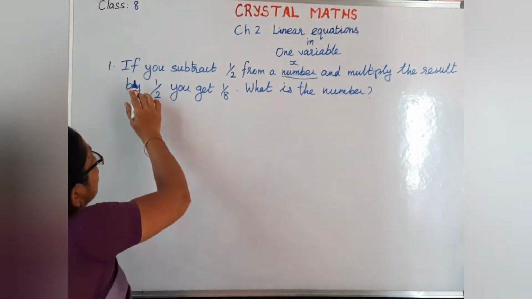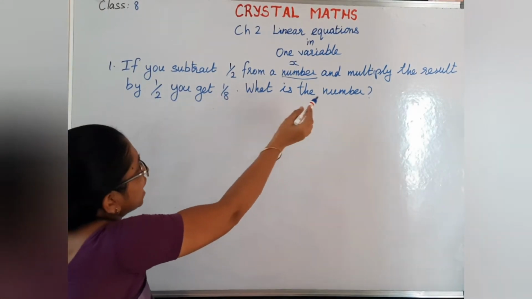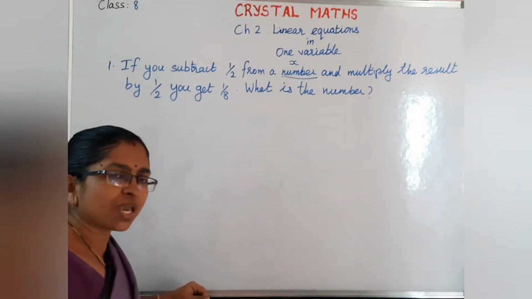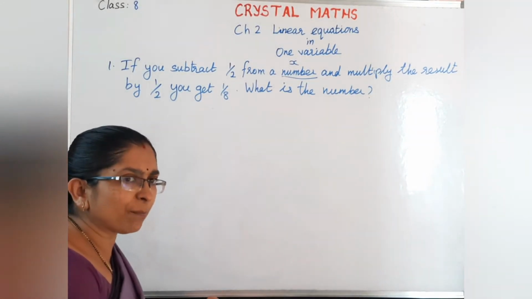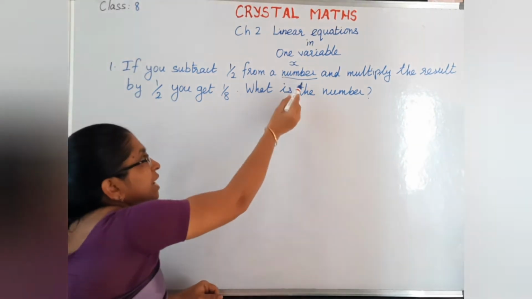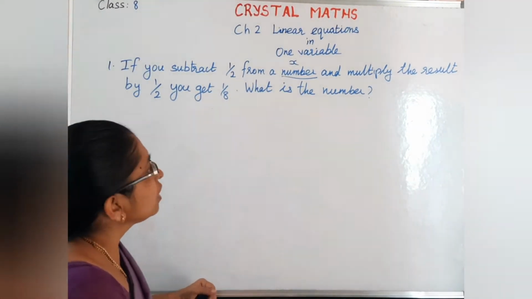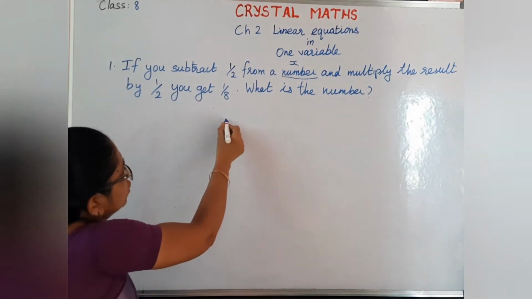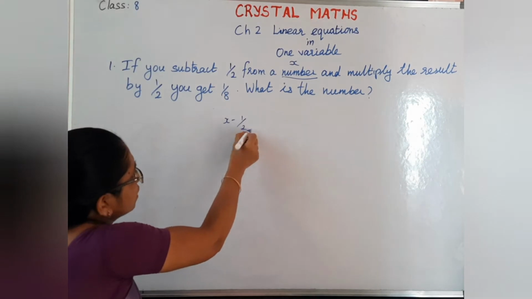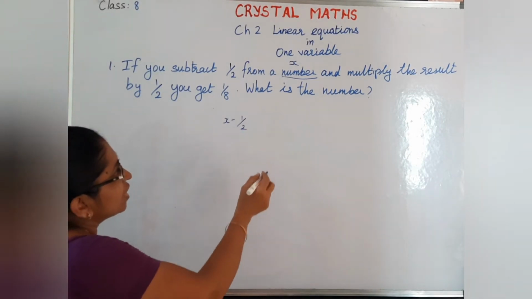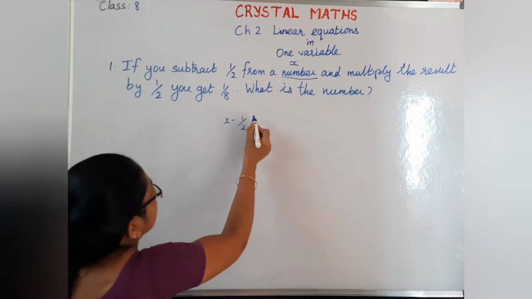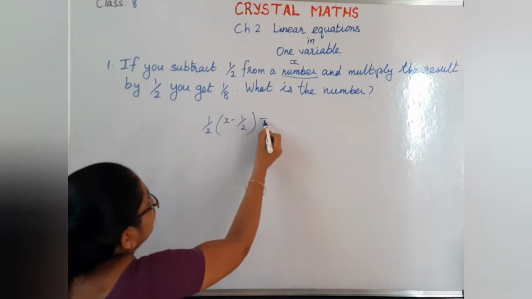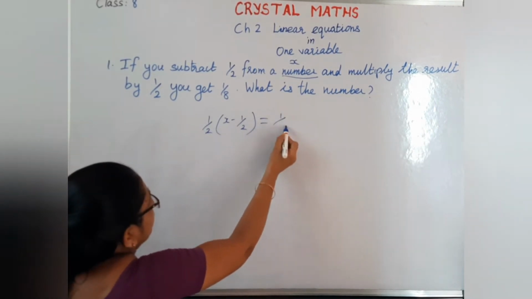Read this problem. If you subtract half from a number and multiply the result by half, you get 1 by 8. What is that number? Here we need to find that value, find the number. So let us take the number as x. The first part given here: subtract half from a number. So x minus half. Then we are saying, multiply the result by half. The result is this one, multiply this one by half. You get 1 by 8.